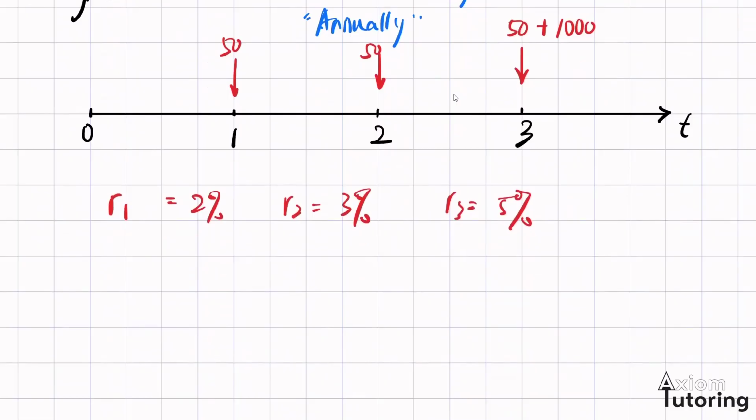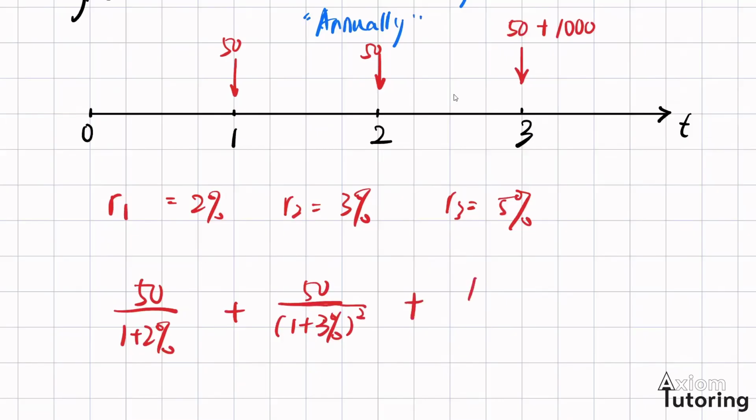We can just calculate the present values of all these cash flows and discount them at appropriate discount rates. For the first coupon, we're going to discount it at 2%, which is 1 plus 2%. The second one would be 50 over 1 plus 3% to the power of 2. Try not to forget about the exponent here. And the last payment would be 1,050 discounted at 5% to the power of 3. This should give you the price of the bond.